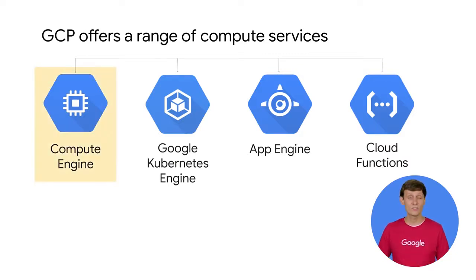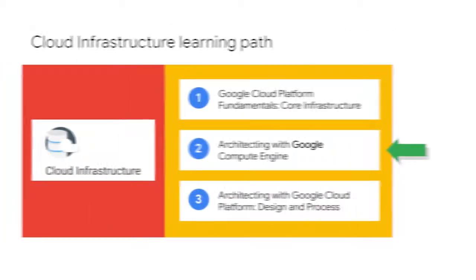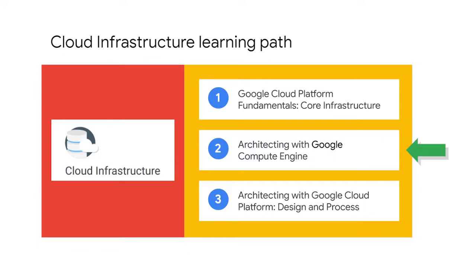In this series of courses, Compute Engine will be our main focus. The Architecting with Google Compute Engine courses are part of the Cloud Infrastructure Learning Path. This path is designed for IT professionals who are responsible for implementing, deploying, migrating, and maintaining applications in the cloud. The prerequisite for these courses is the Google Cloud Platform Fundamentals Core Infrastructure course, which you can find in the link section for this video.